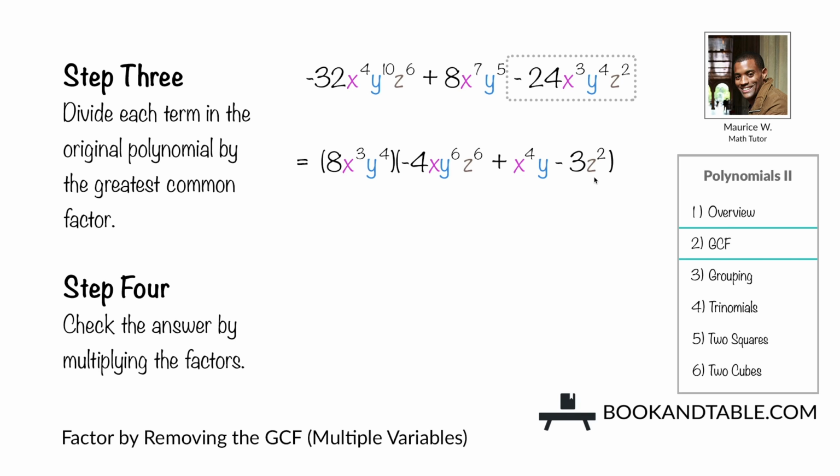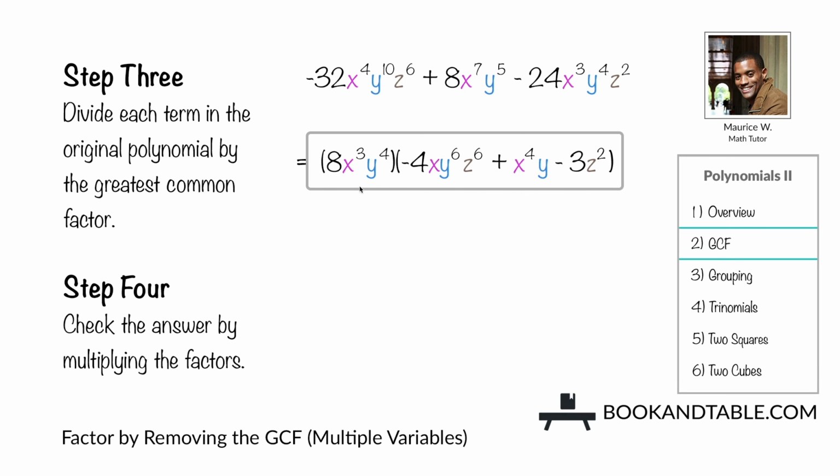So when we factor the polynomial by removing the greatest common factor, 8x cubed y to the fourth, we wind up with the factors 8x cubed y to the fourth times negative 4x y to the sixth z to the sixth plus x to the fourth y minus 3z squared.